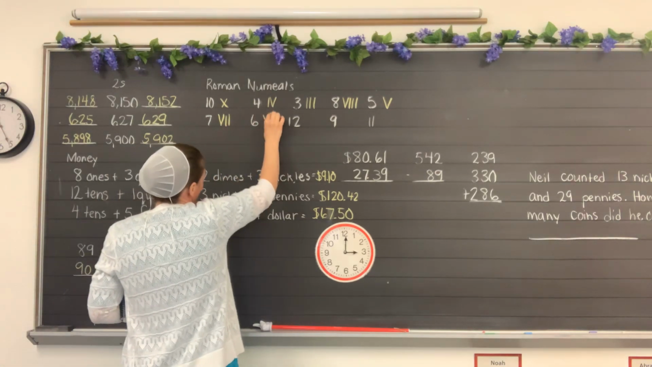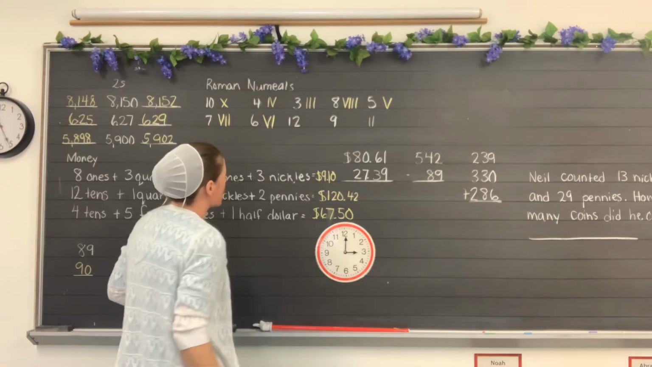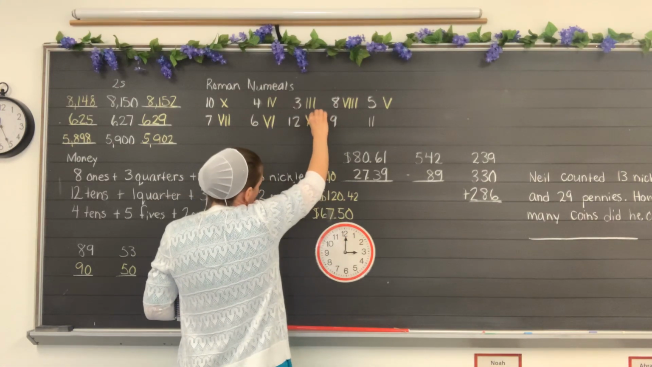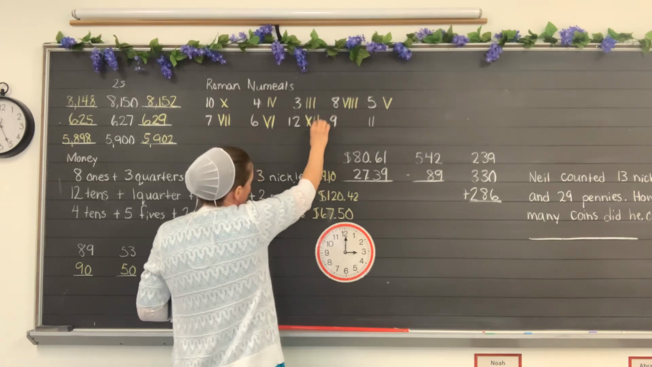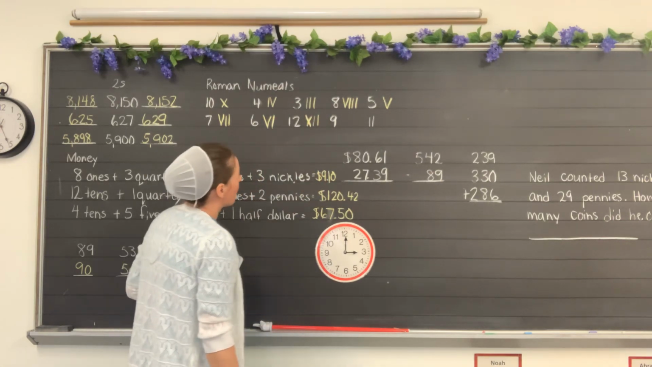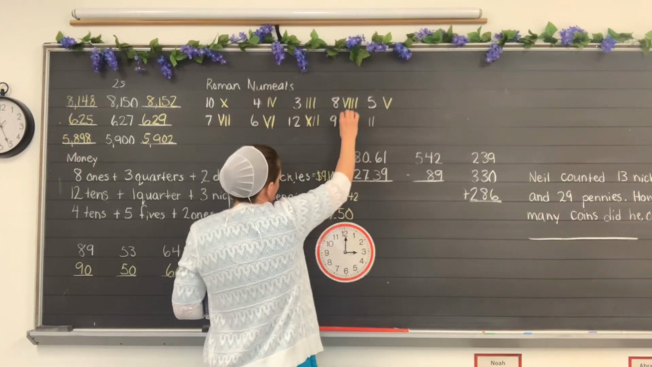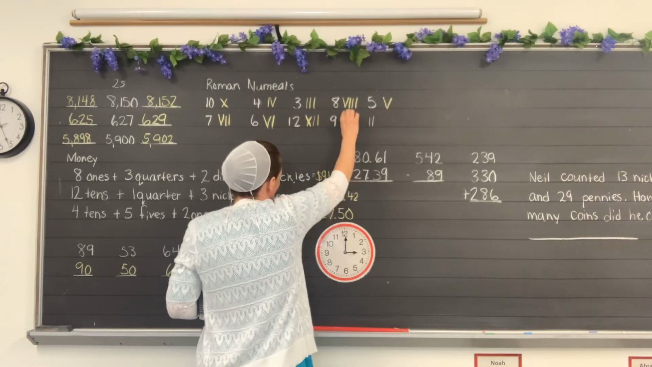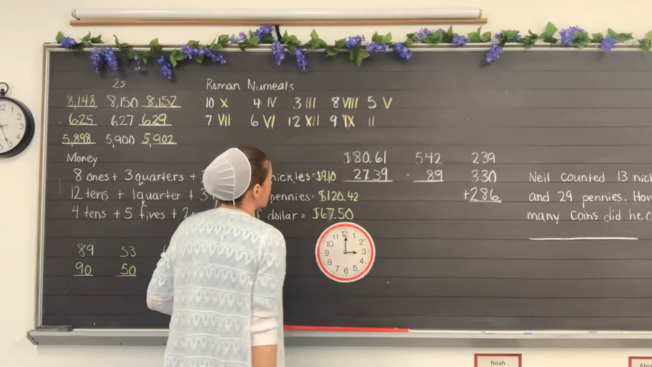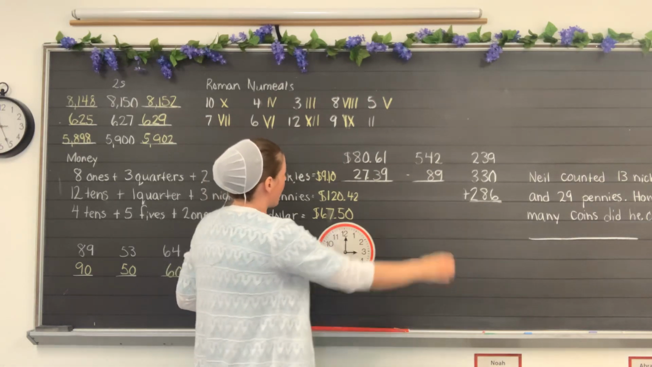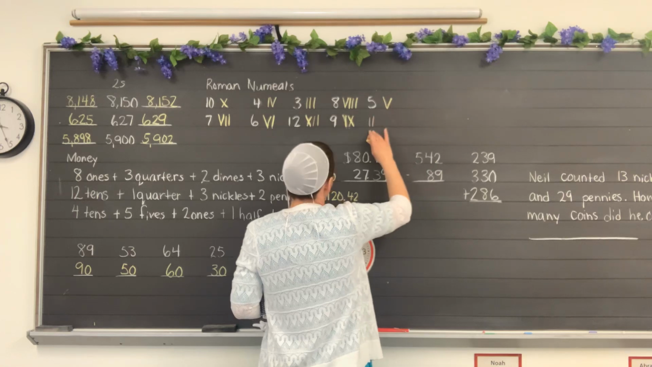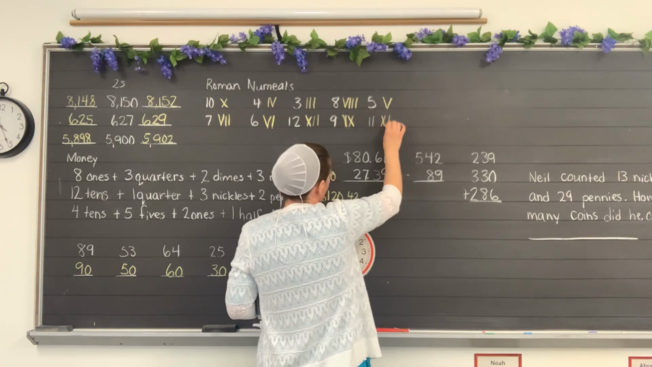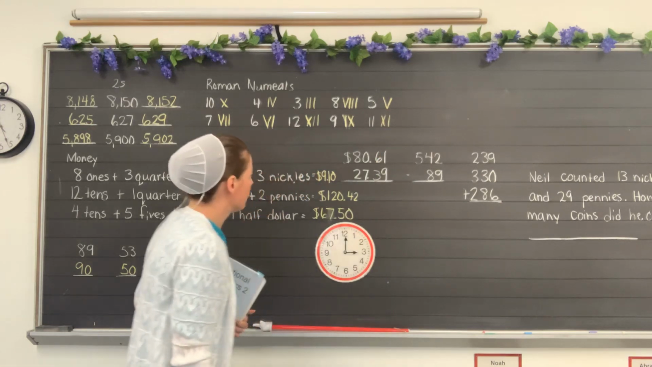6 is VI. 12 is X, which means 10, and then 10 plus 2 is 12, so we put 2 I's there. XII is 12. 9 is IX. So IX is 9. And this is 11. So 11 is XI. 10 plus 1 is 11.